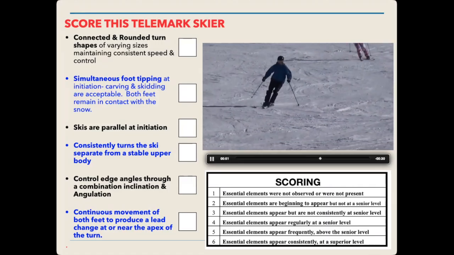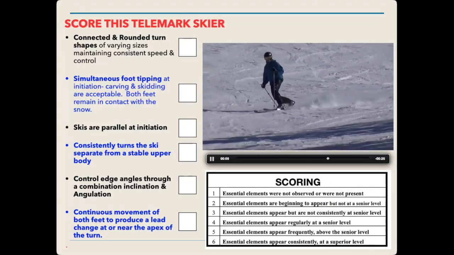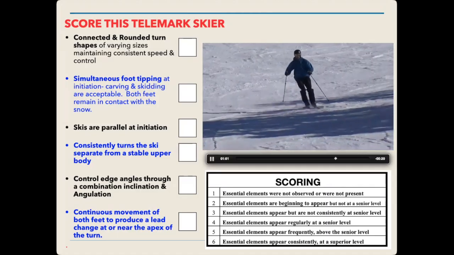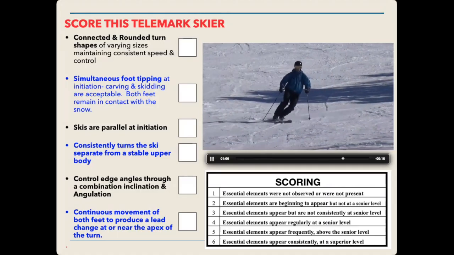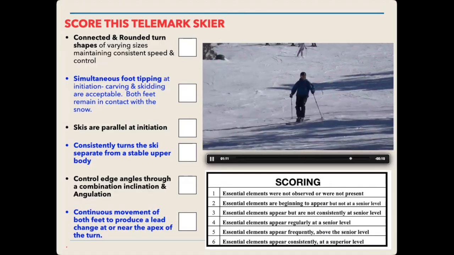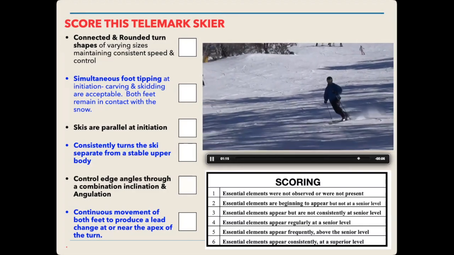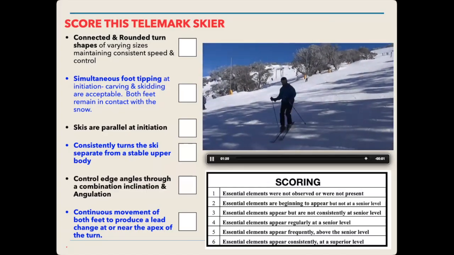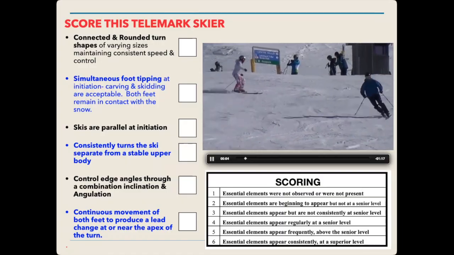So the second visual cue, second criteria, is simultaneous foot tipping at initiation for carving or skidding. Either is acceptable. Both feet remain in contact with the snow. I scored that a 4. I think this skier on this run does a good job of this criteria. Eric? Yeah, I also scored that a 4. When I'm looking at the skis at the snow level, you can see that they're tipping at the same time and at the same angle.